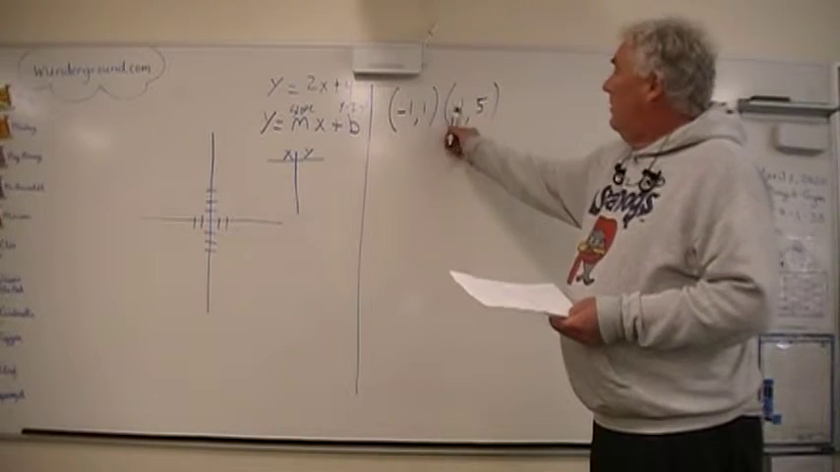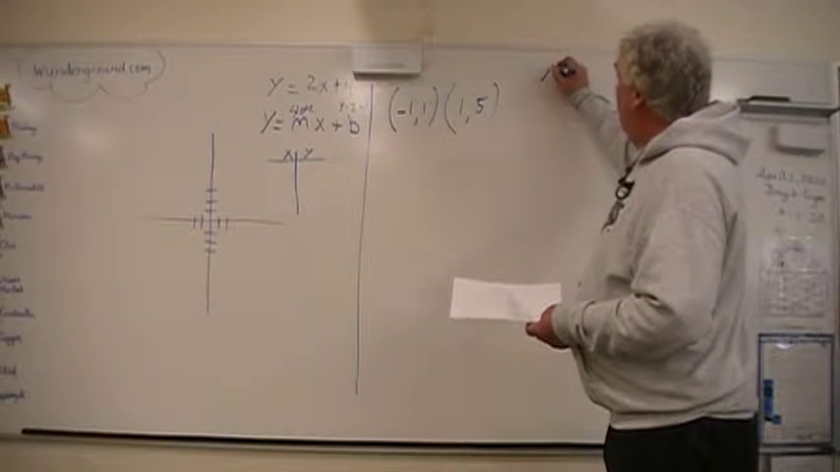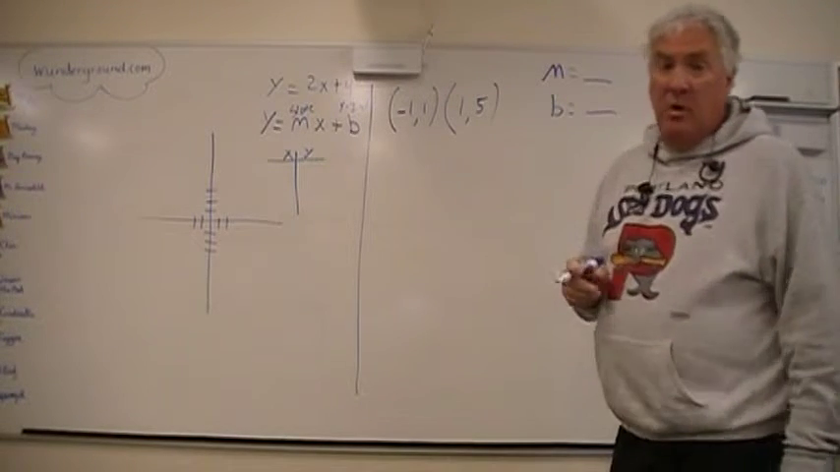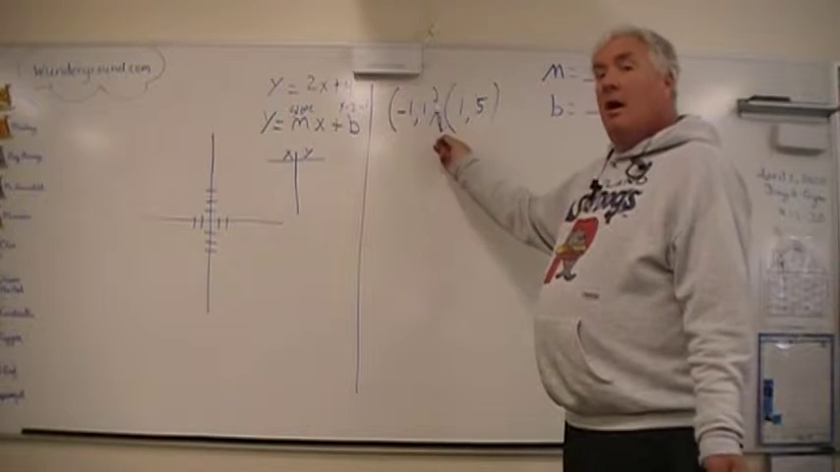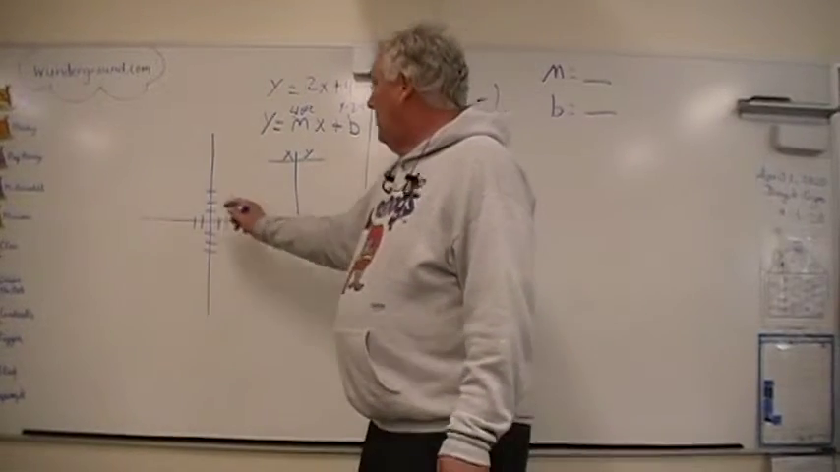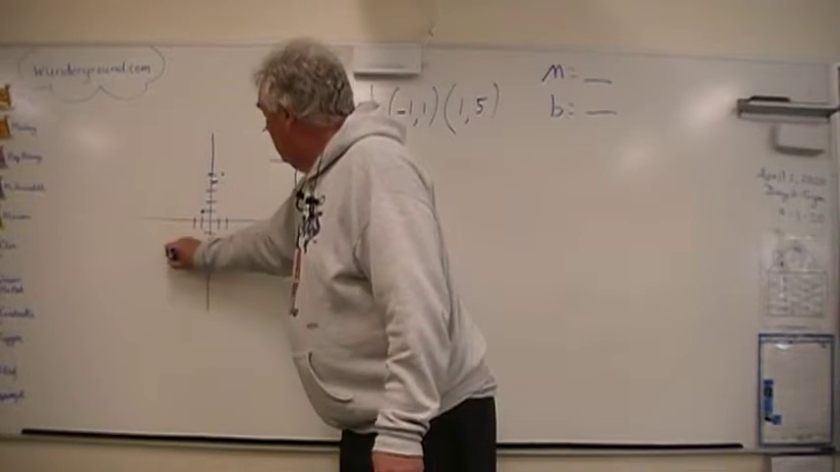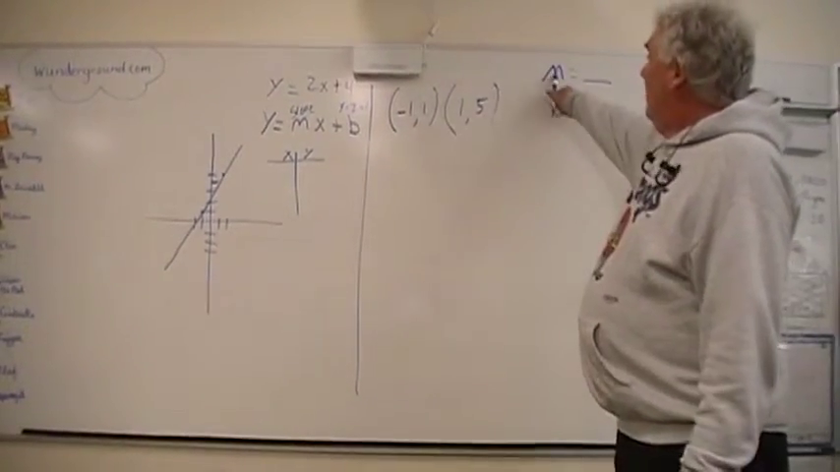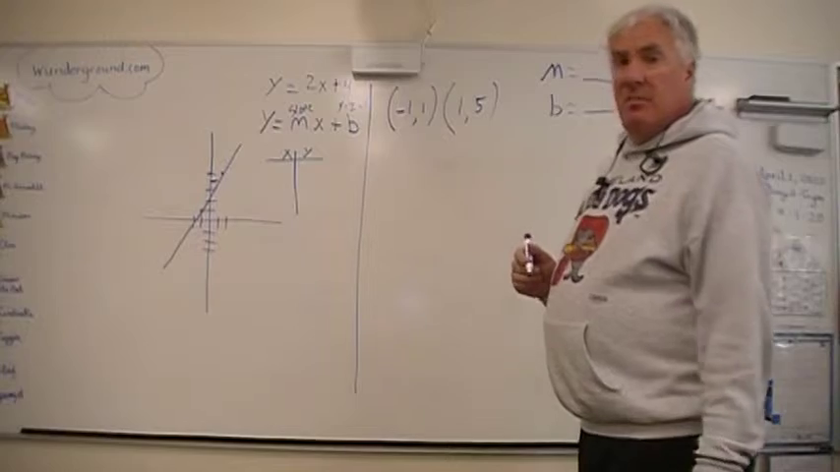Okay, so I just talked to you and showed you that if we have m equaling a number and b equaling a number, we can write the equation. The goal is to write the equation of a line that goes through those 2 points. So negative 1, 1, and 1, 5. What's the equation for that line? If we know the slope and we know the y-intercept, we can figure that out. So let's figure out the slope.